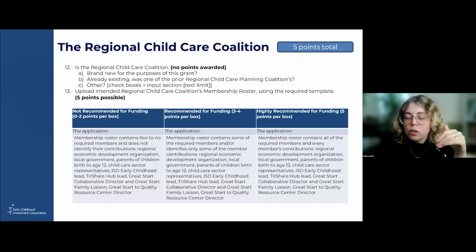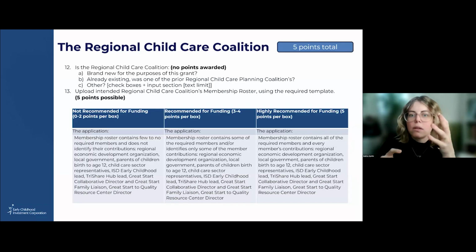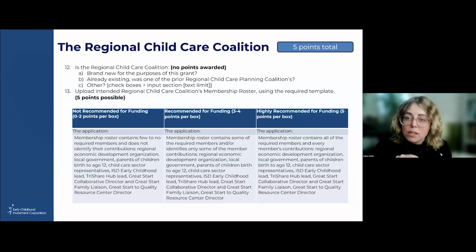Joan had a chart earlier that talked about the required members. You can see they're also listed here, right? So you're going to want economic development organizations, government, parents, childcare sector representation, ISD, TriShare, Great Start Collaborative, Great Start Director, and Great Start Family Liaison, and then the Great Start Quality Resource Center. So we want all of those in the membership roster.